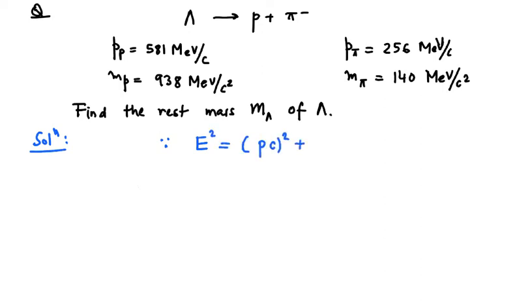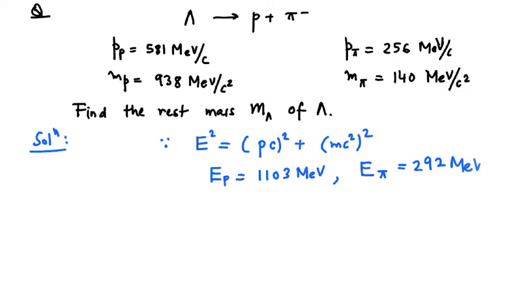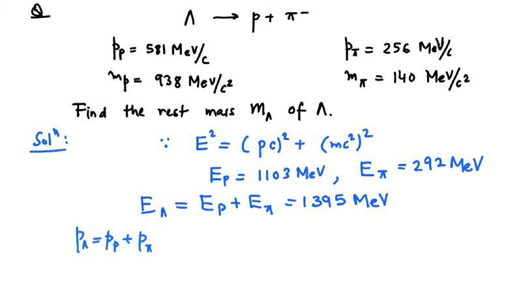Now we know that the energy in this reaction is conserved because of the law of conservation of total energy. So we have this, and we can get the energy of this subatomic particle. Similarly, using the law of conservation of momentum, we can get the momentum of this subatomic particle. Now using the above equation and rearranging to get the mass, we get the rest mass of that subatomic particle as this.